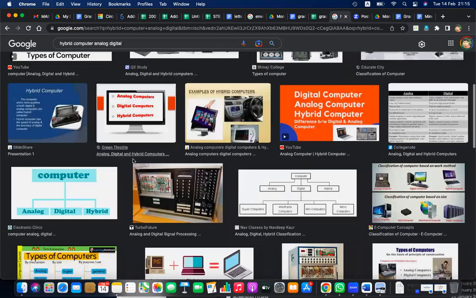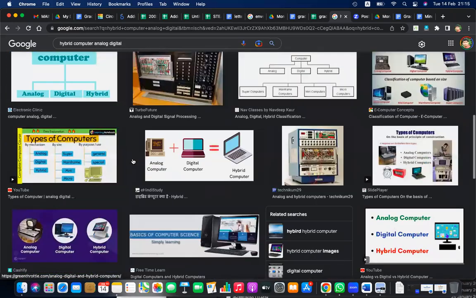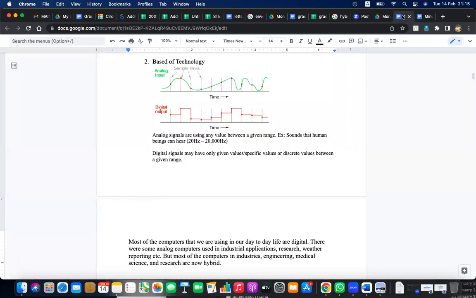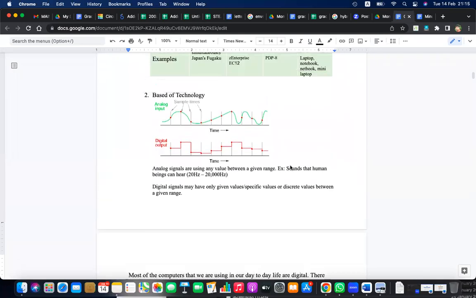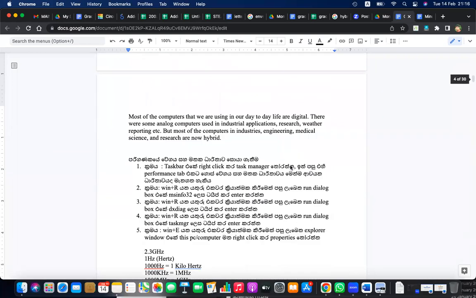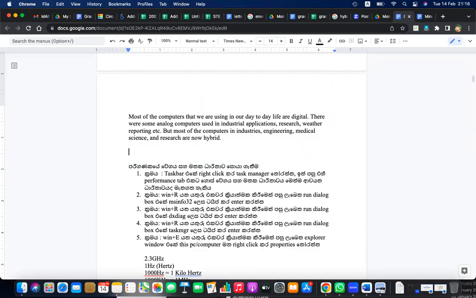But these hybrid computers, you can see in many places. Mostly we are using microcontrollers. Mostly we are using digital computers in our day-to-day life. That is based on the technology. Earlier, according to the size, and now based on the technology. The third categorization is not there yet. Let me write that down. Third is based on the purpose.